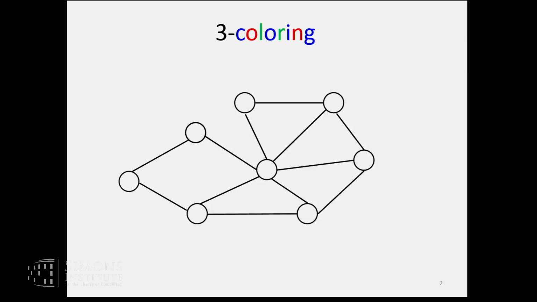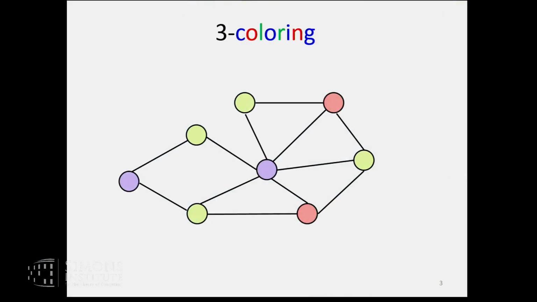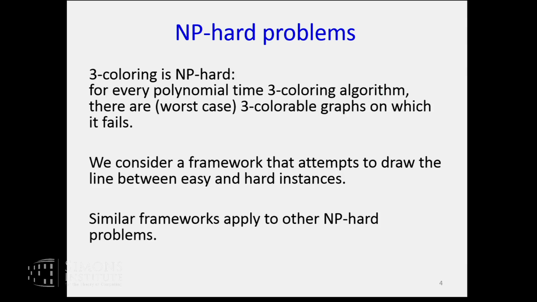So I'll be talking about recoloring. We all know this problem. The input to the problem is a graph, and the desired output is a coloring of the vertices of the graph by 3 colors, such that every edge has 2 different colors in its endpoints. As we know, recoloring is NP-hard, and so we are interested in considering a framework that will help us recognize some easier instances of this NP-hard problem. And the framework that I will describe here can be applied to other problems as well.